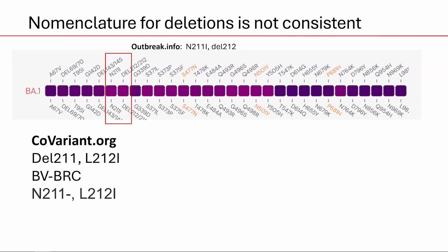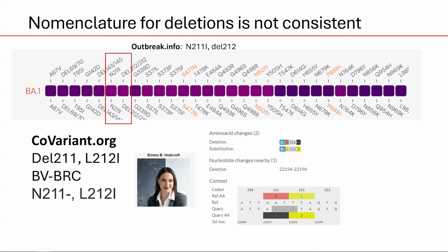We find that some nomenclature is not very consistent. For example, if you look at Pango for BA.1, they say the deletion is N2 to 11I, and the deletion is 2 to 12, but it's not in BV-BRC or in CoVariants. So we're asking what happens here.